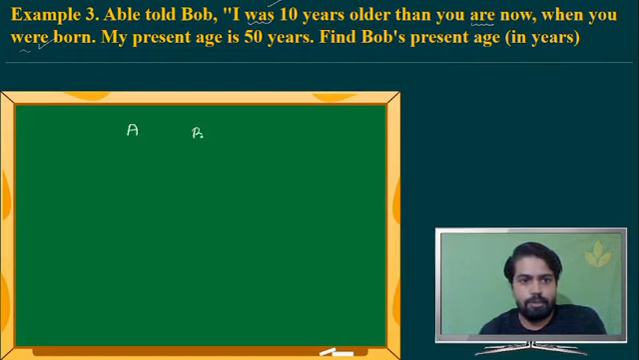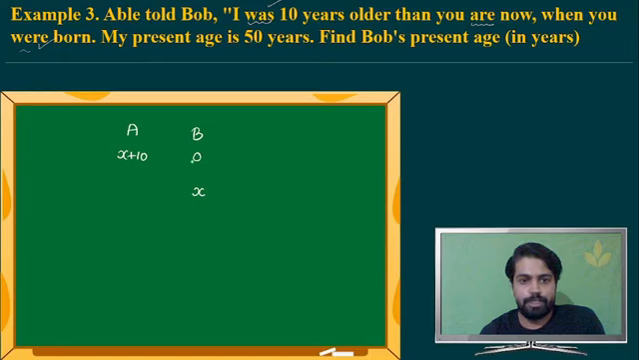So let me take it like this. Abel and Bob. So Abel is talking to Bob. I was 10 years older than you are now. So let us assume Bob's age presently is x. I was 10 years older than you are now when it was the past, at some timeline when you were born. That means at that time Bob was born.